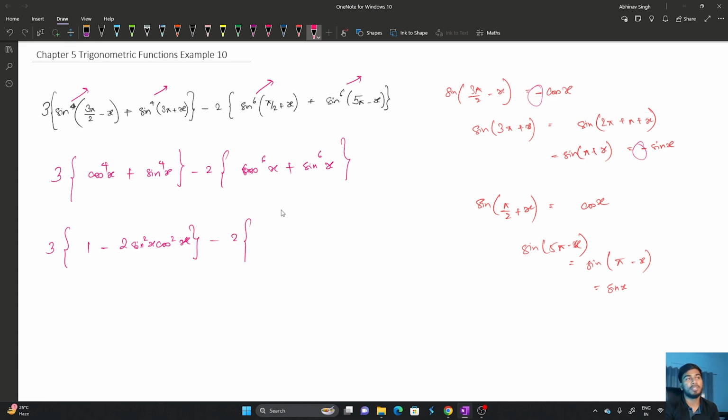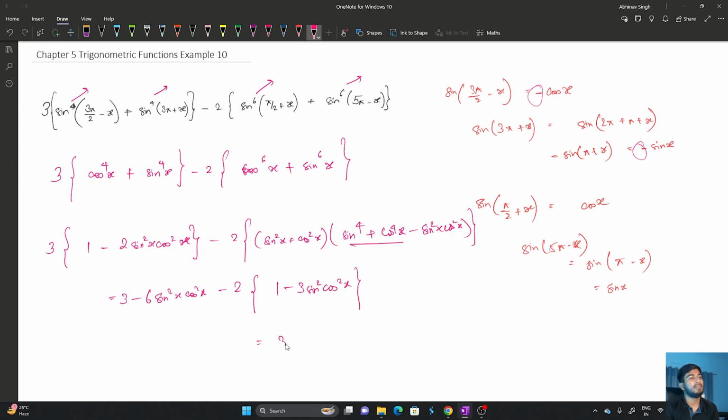and the second can be written using a cube plus b cube equals a plus b times a square plus b square minus ab. Again, you can write it as 1 minus 3 sin square x cos square x. So this will be 3 minus 6 sin square x cos square x minus 2 plus 6 sin square x cos square x. These both terms will get cancelled. 3 minus 2, you'll get 1 as the answer.